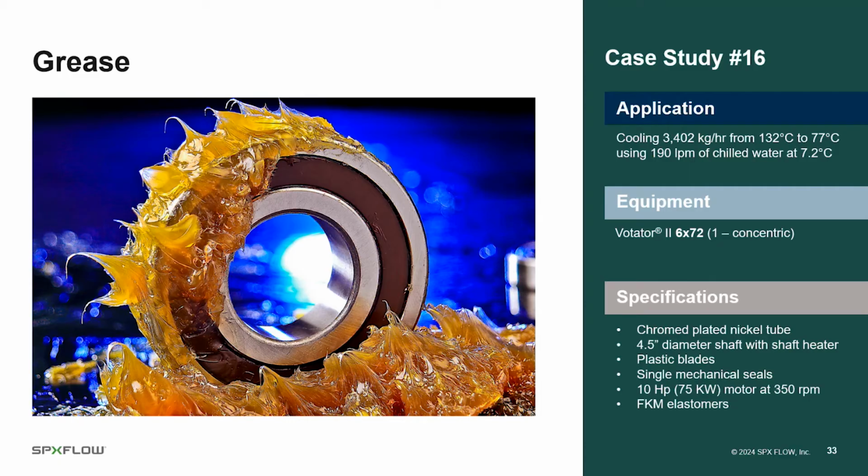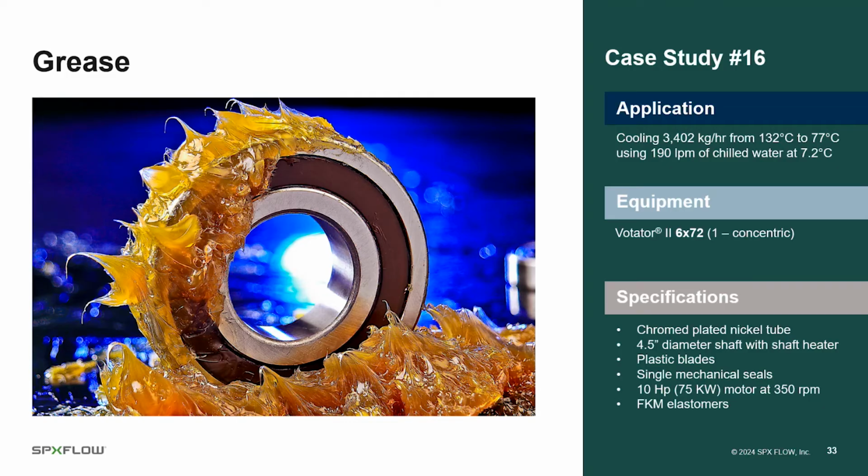So again, this is a 72-inch concentric unit, chrome-plated nickel tube. This is an application where you could, in fact, use chrome-plated carbon steel because of no water activity. 4.5-inch diameter shaft, and some of these they'll use a shaft heater. Not everyone that is in this grease cooling industry uses the shaft heaters.